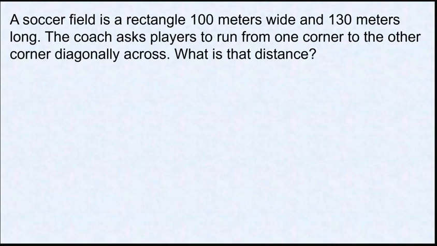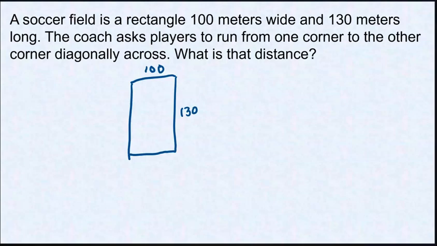A soccer field is a rectangle 100 meters wide and 130 meters long. The coach asks players to run from one corner to the other corner diagonally across. What is that distance? With word problems, we hear this all the time: draw pictures. Well, I'm going to draw a rectangle. I do not recommend putting a lot of time into your picture. 100 meters wide and 130 meters long. Really does not matter in this situation which way you label your lengths.